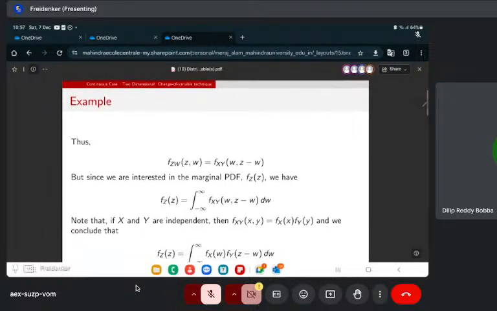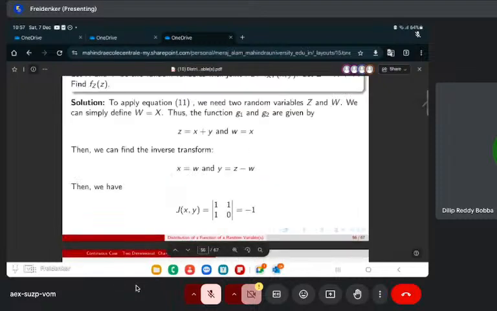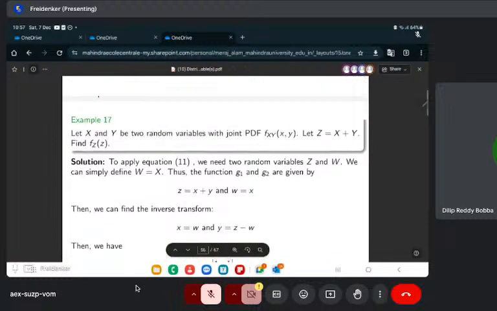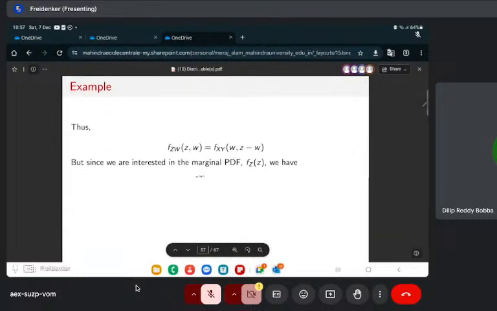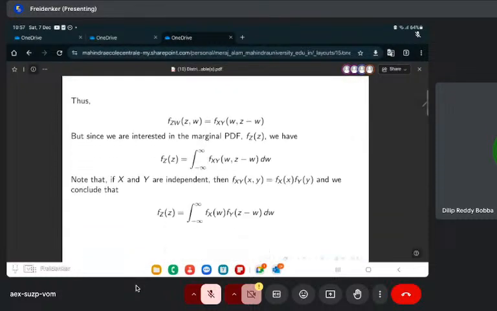The limits you will get if you understand what our region is, what the mapping is, and all those things. In this case, they did not mention anything about x and y. So you're supposed to assume x and y range from minus infinity to infinity. If that is the case, then w also ranges from minus infinity to infinity because w is equal to x, and x is ranging from minus infinity to infinity. Okay, fine. So that is why the limits of integration here are minus infinity and infinity. Integrate with respect to w.